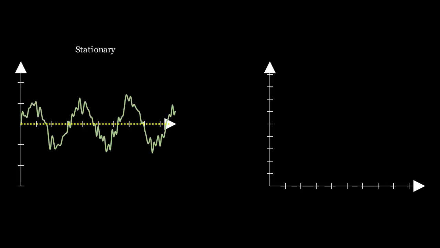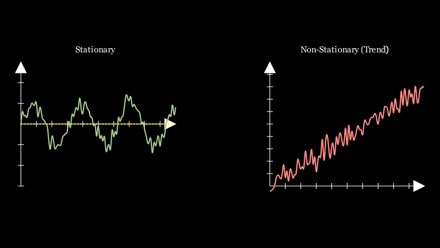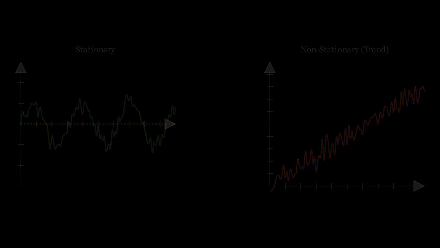Let's visualize this. On the left, we see a stationary series. It oscillates around a fixed horizontal line. No matter where you look, the center is the same. On the right, we see a non-stationary series with a clear upward trend. The mean is drifting. This drift makes it impossible for standard models to find a stable equilibrium.